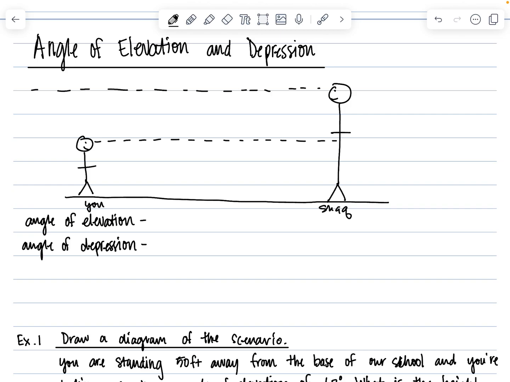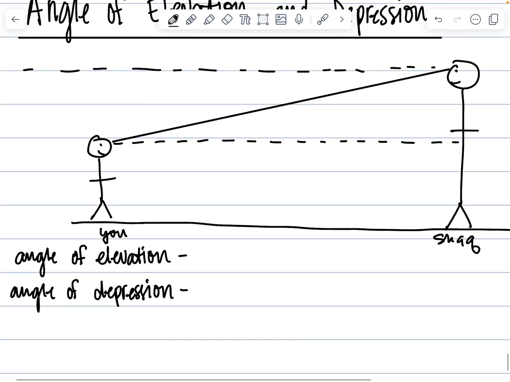Let's pretend you and Shaq get into a staring contest. When you make eye contact with each other, you create a direct line of sight with each other's eyes. From your perspective, you create an angle of elevation because your eyes stray away from your horizon upwards towards the line of sight. So this is your angle of elevation.